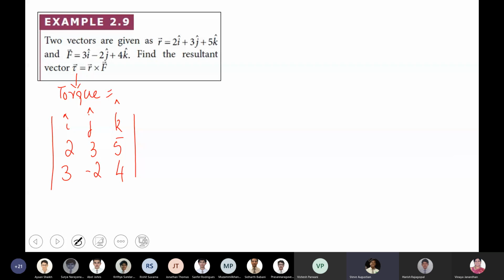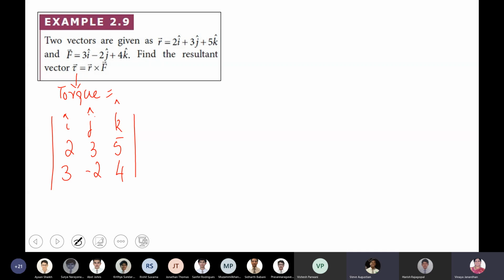Ma'am, is it necessary to write it in this matrix form? No need. If you can, you can directly do it. Just keep your finger across your J, blocking the J column, then you can easily do it. Then you can see only the I and K columns. Then 2 into 4 minus 5 into 3.